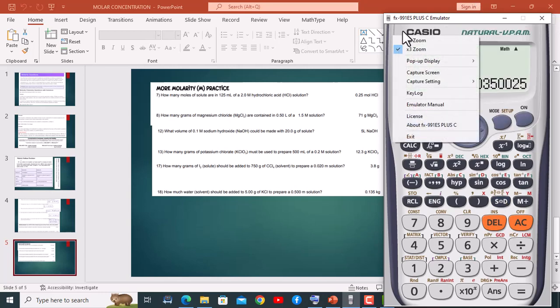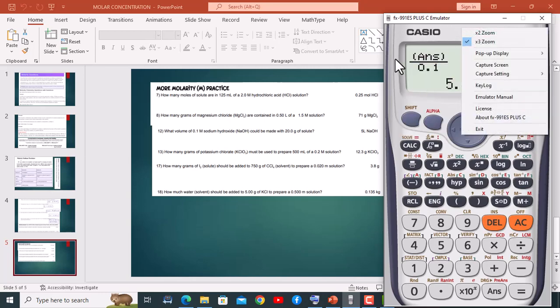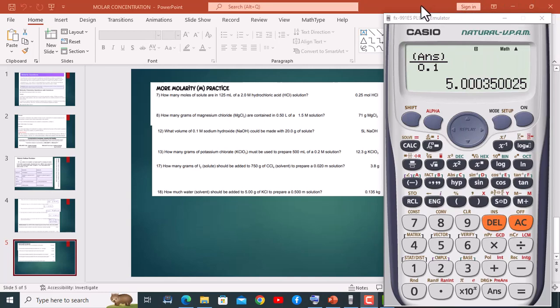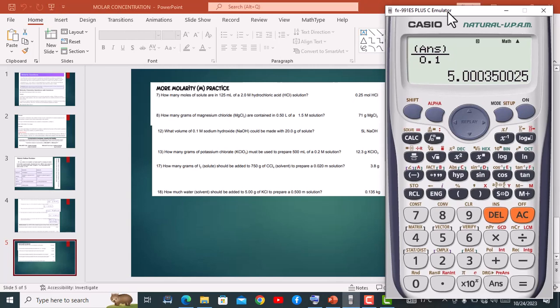Okay, let me just, I'm trying to bring this. Guys, the computer is very slow. I don't know why. Can I just take this there? Okay, there it is. So here we are, and we have 5 liters of sodium hydroxide.